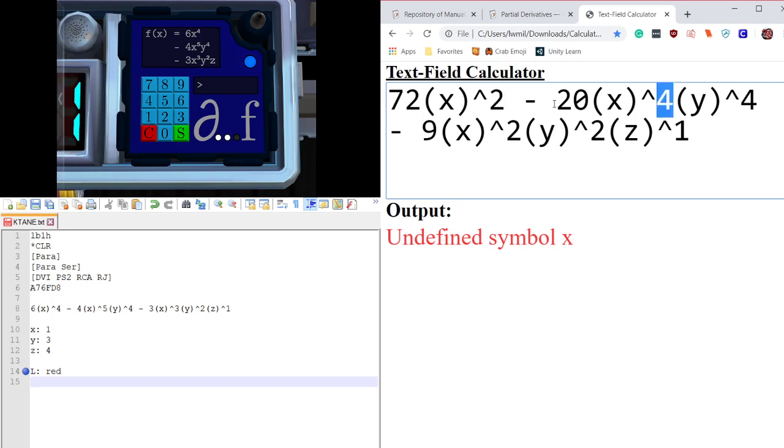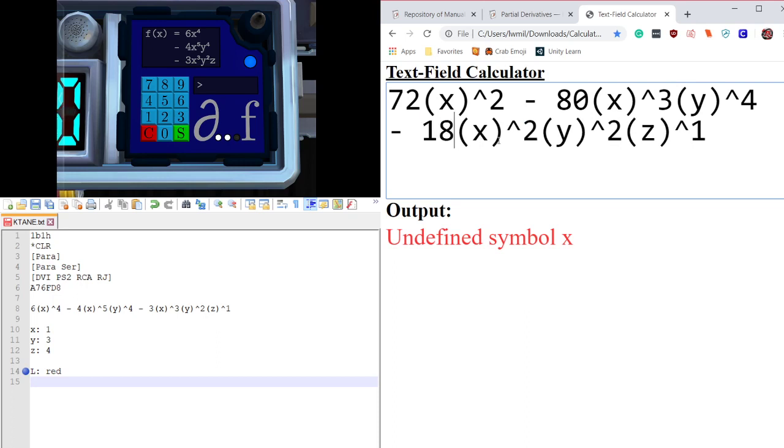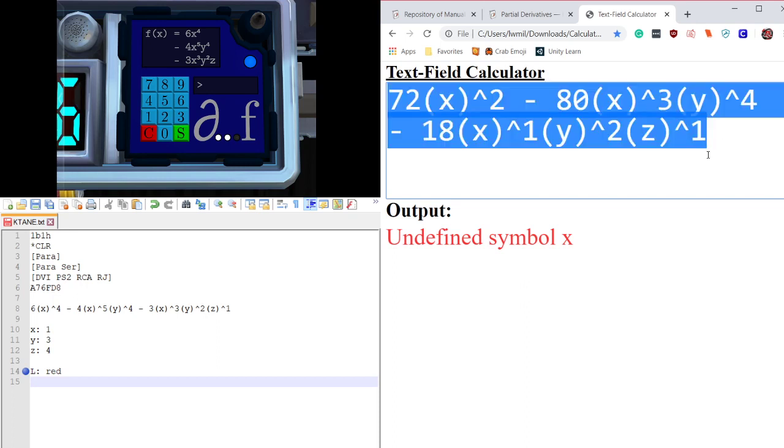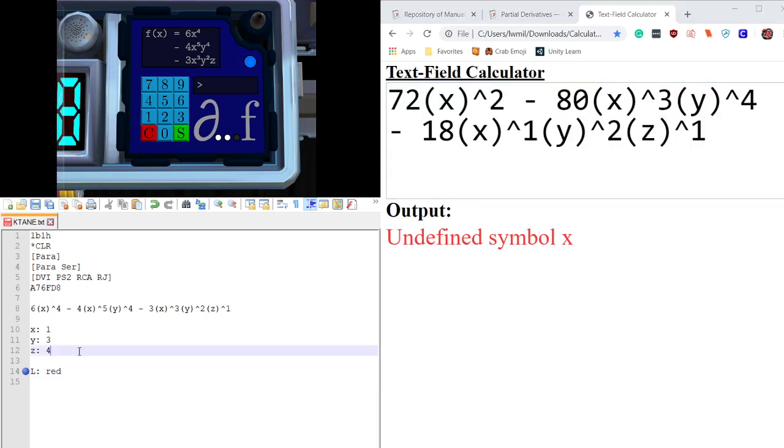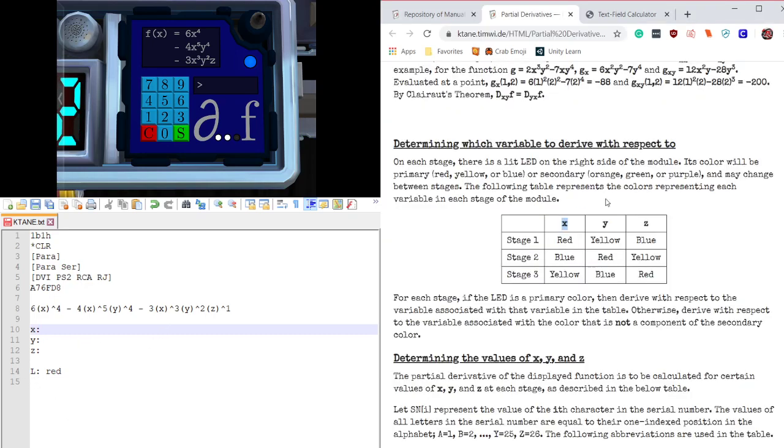We have 4 times 20 is 80. 4 minus 1 is 3. And 2 times 9 is 18. X minus 2 minus 1 is 1. So this is our derived equation for this stage. And we're going to get new x, y, and z values.